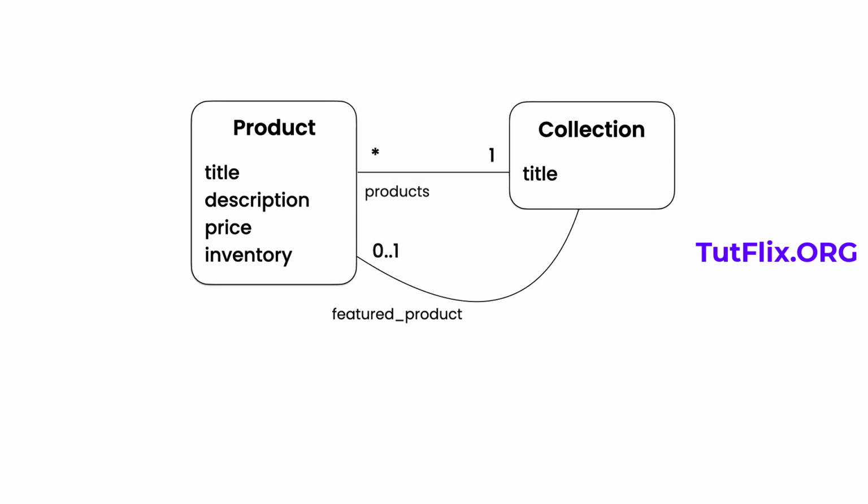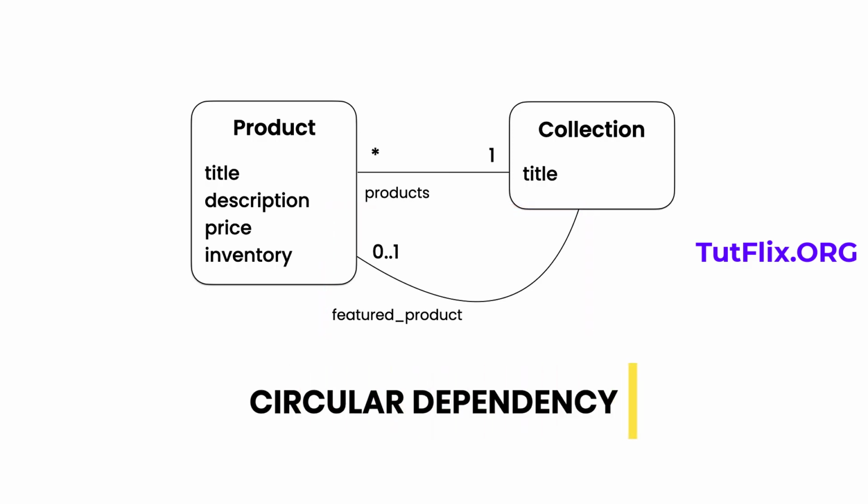Earlier, I told you that sometimes we can have multiple relationships between two models. So here we have two relationships between collection and product. Now, out of the two, we have only implemented the one-to-many relationship. Now, as part of implementing the other relationship, we're going to face a situation called a circular dependency, which is something we should avoid. A circular dependency happens when two classes depend on each other at the same time.